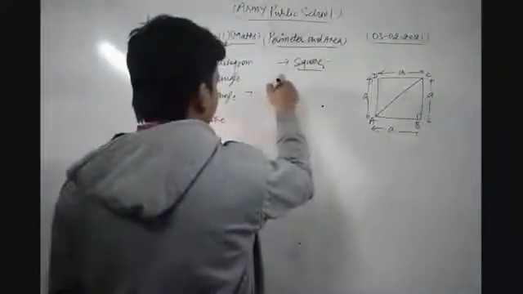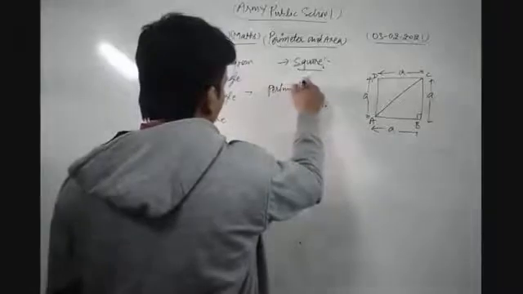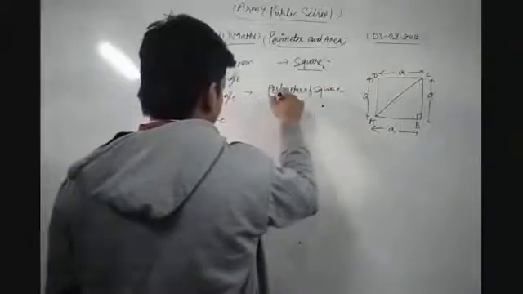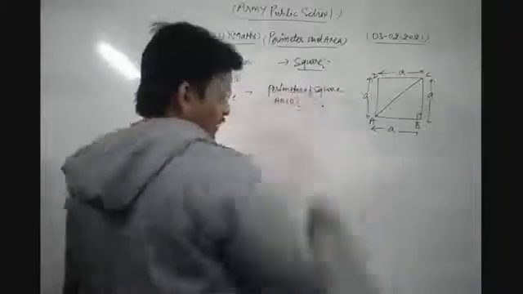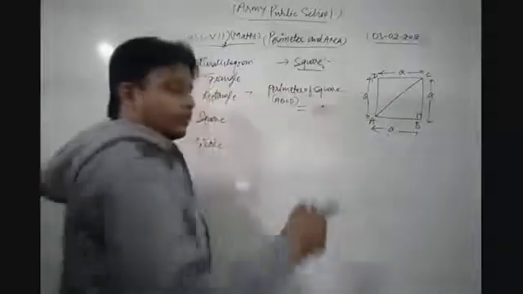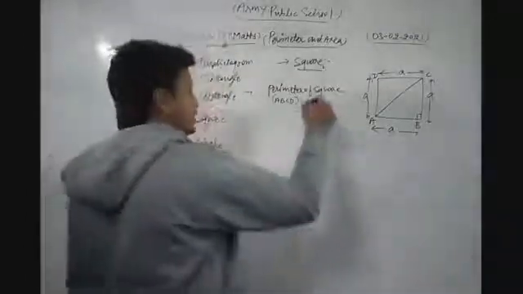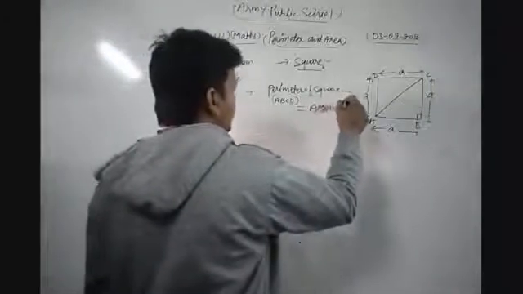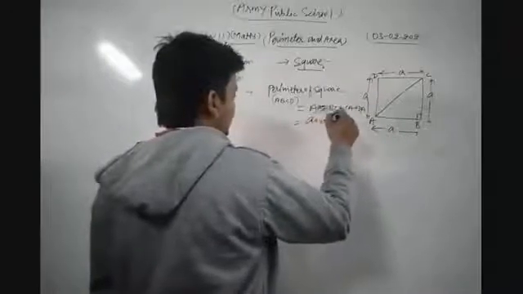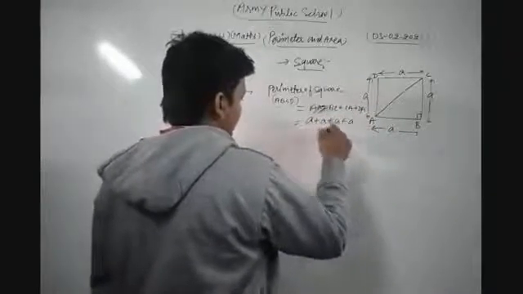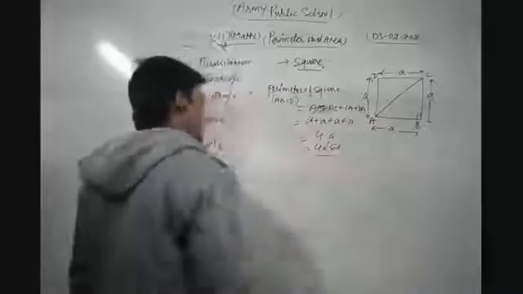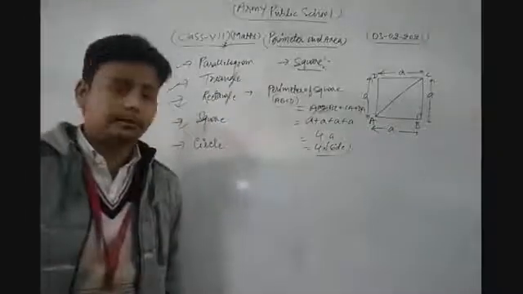First of all, we discuss the perimeter of square ABCD. Perimeter is the sum of all its sides, which is AB plus BC plus CD plus DA. Each is equal to A, dear students. So A plus A plus A plus A, that is 4A. It means 4 into side. This is the formula for the perimeter of square ABCD.